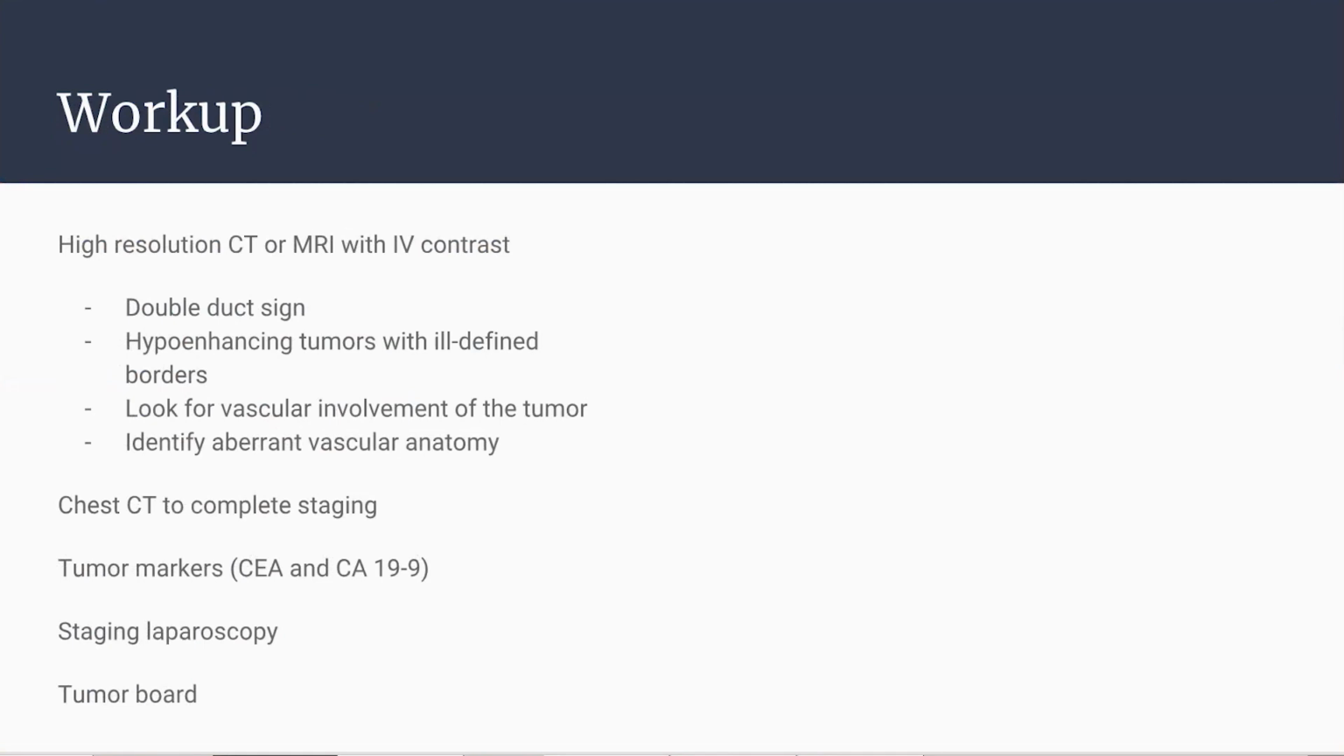Tumor markers are important, in particular CA19-9. So this is important for a couple reasons. One, significantly elevated levels, some even suggest greater than 100, suggest that there's a higher rate of metastatic disease. In addition, getting a baseline level helps determine how the patient is responding to treatment.